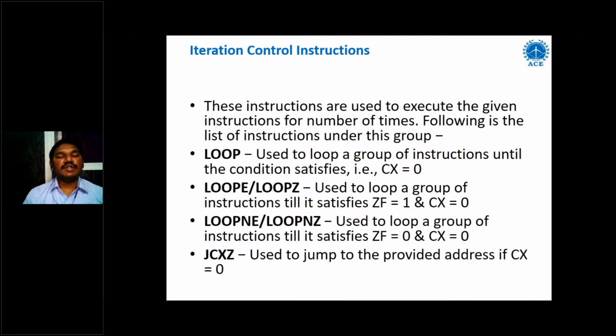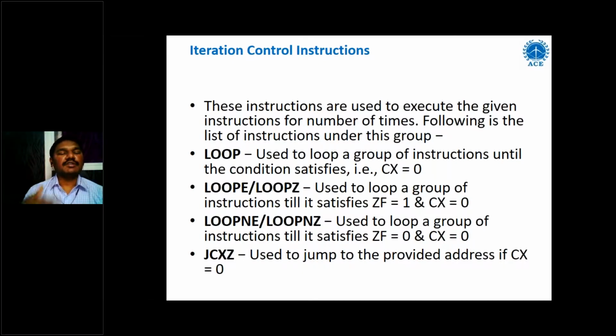Next one, iteration control. Like the branch and control instructions, if we want to execute a loop for a number of times, then we have the loop instruction. These instructions are used to execute the given instructions for a number of times. The following is the list of instructions under this group. Whereas JMP, CALL, RET are just process control branch instructions, here iteration means the number of times you want to execute the same instruction.